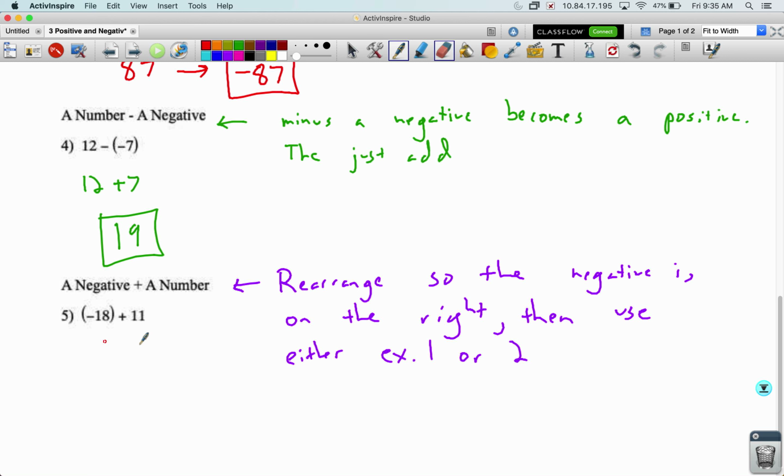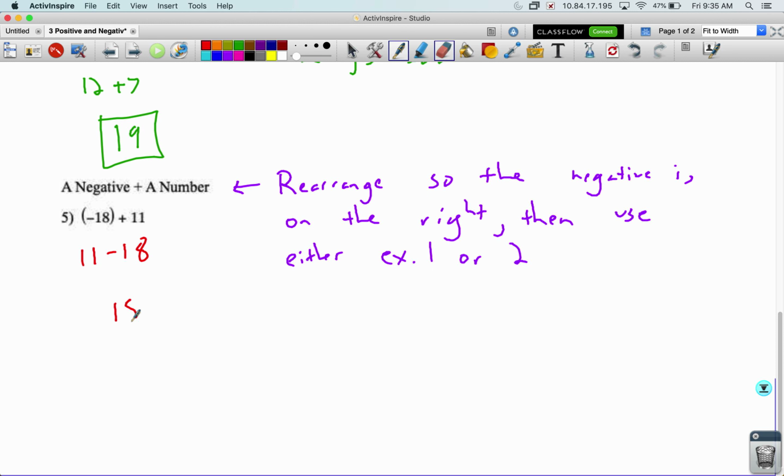So if I rearrange this, this now becomes 11 minus 18. This is an example of a smaller number minus a bigger number. So what I do is I still do the bigger number on top, subtract away the smaller number. I get a 7, and that's a 0, and then I'm going to make that negative. So final answer is negative 7.